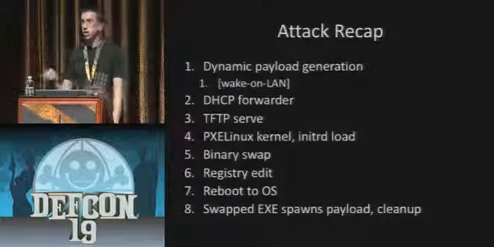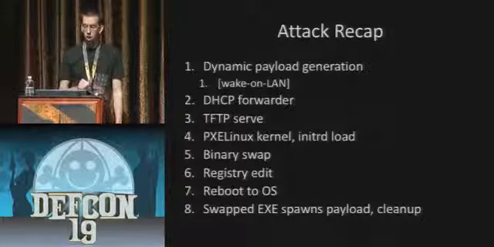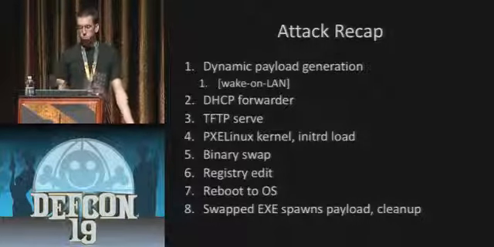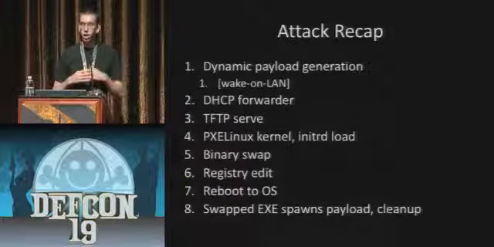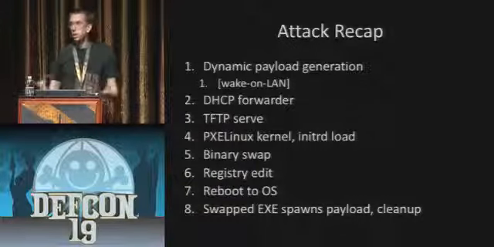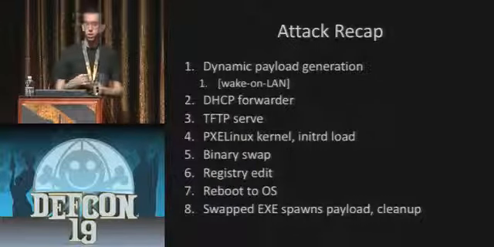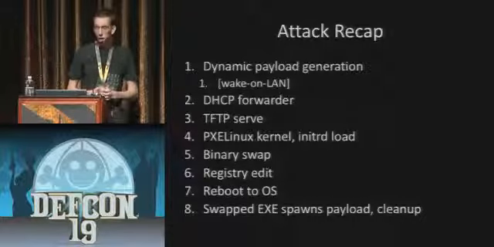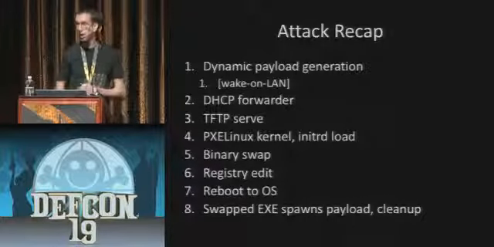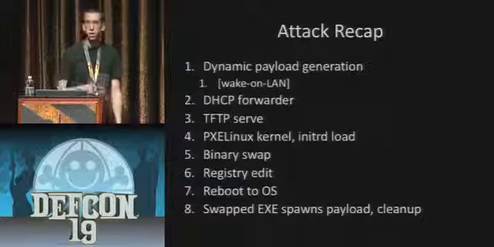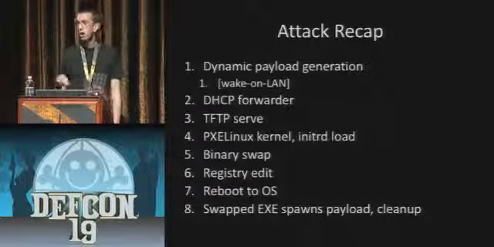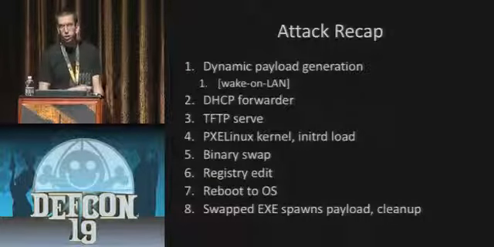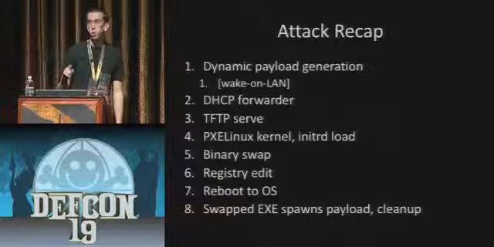We're going to go ahead and dynamically generate our payload if we want. The system boots. We could trigger that with a Wake on LAN. As for DHCP, DHCP acts, sends it to a TFTP server, which goes ahead, downloads the Pixie Linux image. That pulls down the configuration file. Kernel and initRD loads it. It reads the hard disk, swaps the binary, edits the registry, and makes sure it'll be run. Then it will reboot to the operating system.